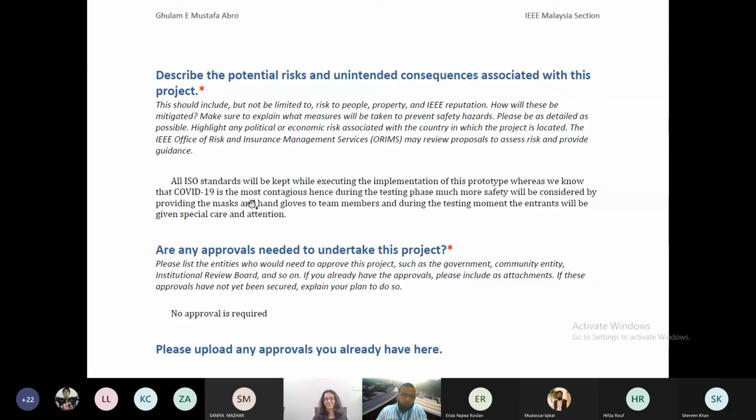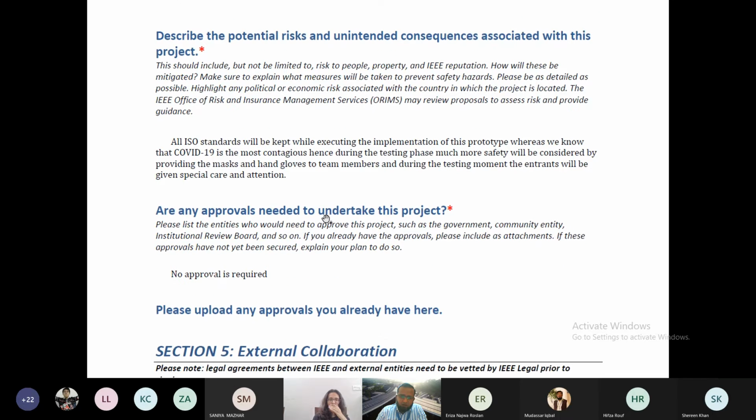Over here, they are asking to describe the potential risks and unintended consequences of this project. I said that all ISO standards will be kept while executing the implementation of this prototype. And because this disease is contagious, we will require gloves and masks and everything. So we mentioned that over there.